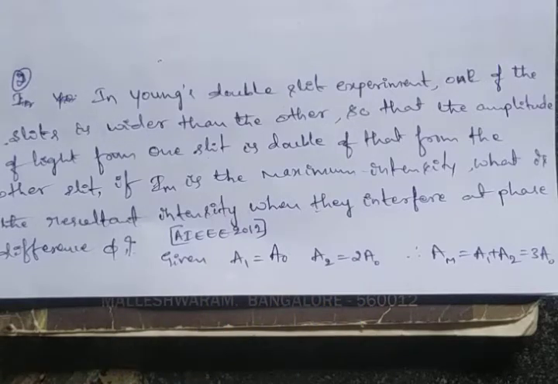Okay, so the maximum amplitude, what happens, we have to add those two: A1 plus A2. A0 plus 2A0 becomes 3A0. So that is the maximum amplitude. Okay, they have given that. After that, we have to find out the resultant intensity.